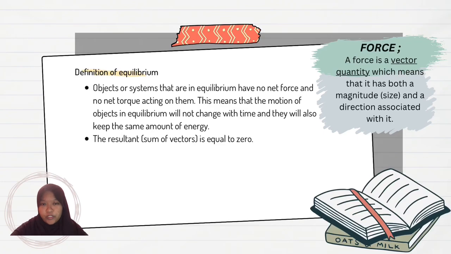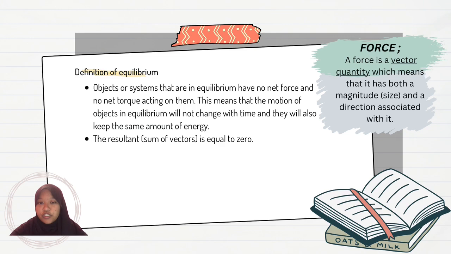So what is equilibrium? Before we get to know what equilibrium is, we need to know what a force is. A force is a vector quantity, which means that it has a magnitude and a direction associated with it. So, moving to the definition of equilibrium: objects or systems that are in equilibrium have no net force and no net torque acting on them.